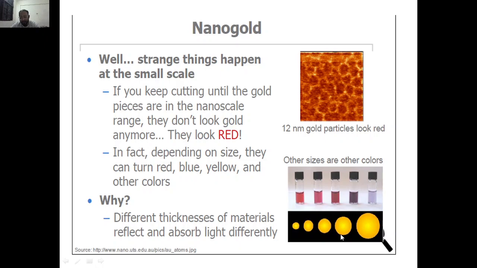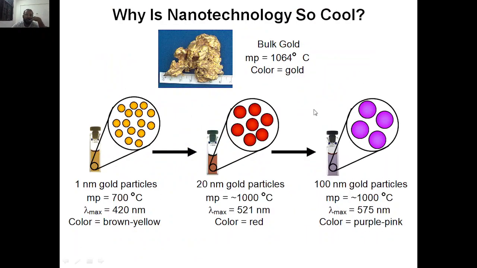I am just comparing here and there, and then we are getting these different colors. We have red, purple, all these things. Why? Different sizes of the materials reflect and absorb light differently. That's why the color changes, the optical property changes. At 50 nanometer something is there, at 80 nanometer something else is there. This is what we discussed in the earlier classes, and the same thing can be written for this topic also. Why is nanotechnology so cool? We have studied that.